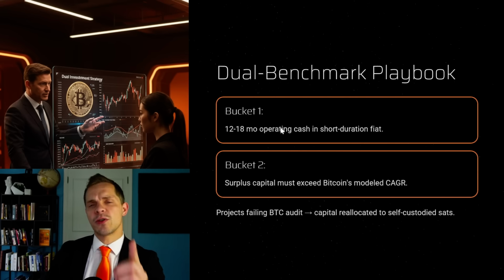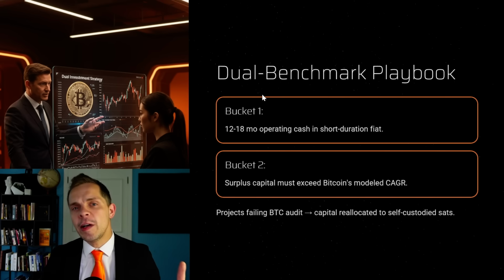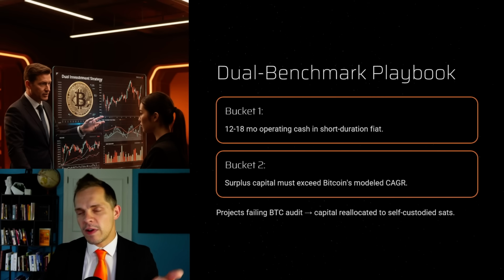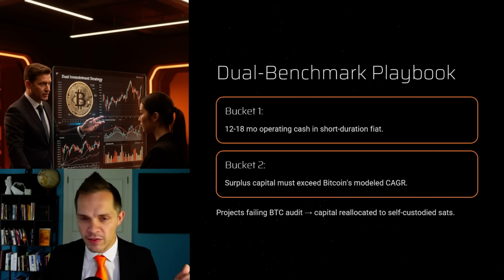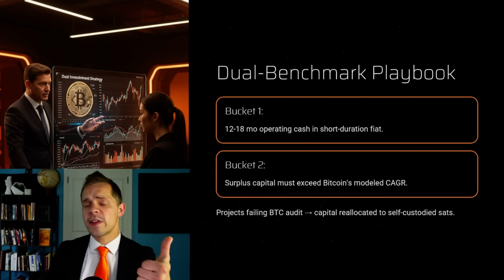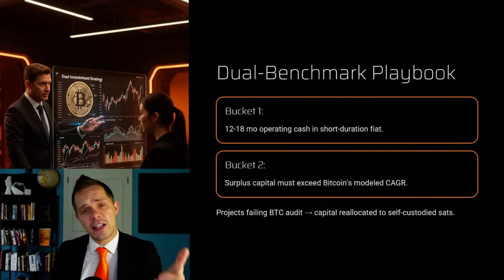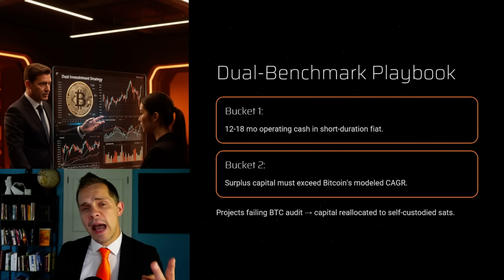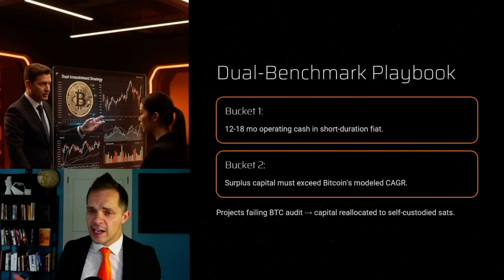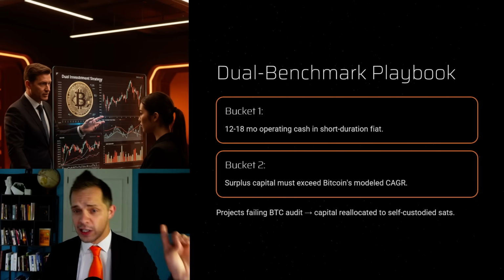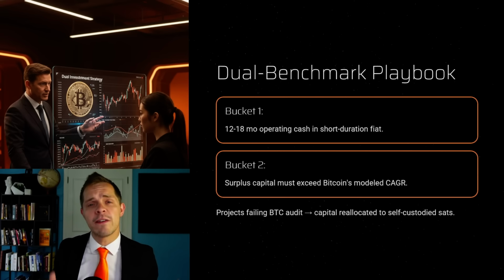Here's the practical treasury hack. Segregate liquidity by half-life. Your operating runway of 12 to 18 months stays in short duration fiat. Payroll, vendors, tax man, the boring stuff. Everything beyond that horizon faces a two-step interrogation. Will this deployment compound faster than a conservative Bitcoin base case? Say 25% real? Can it match Bitcoin's self-custody liquidity and counterparty risk of precisely 0? If the answer to either question limps, surplus cash auto-converts to sats.